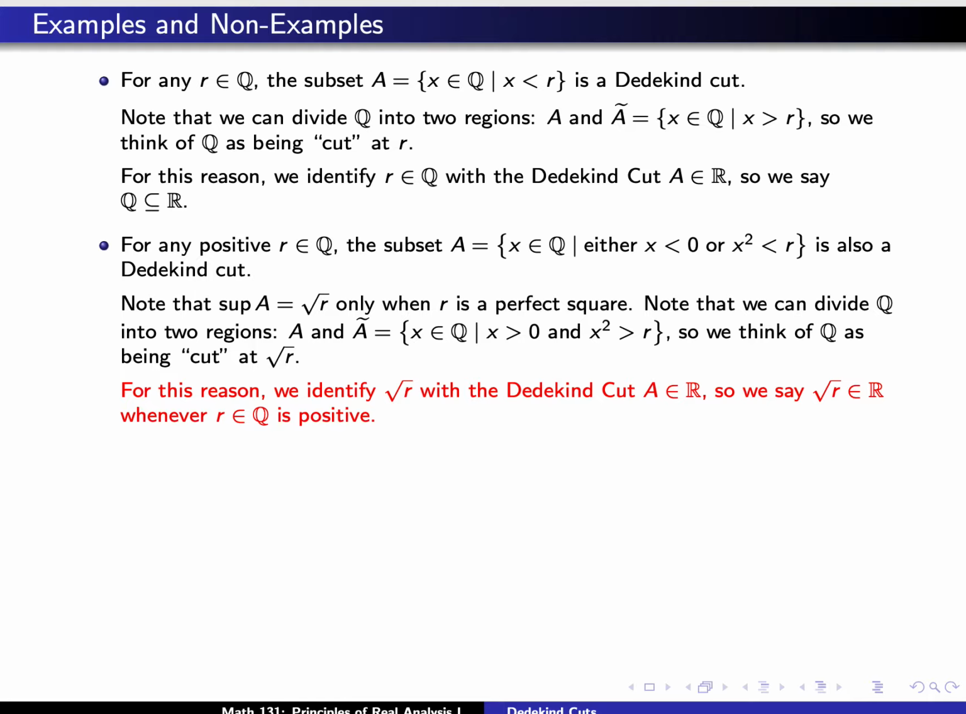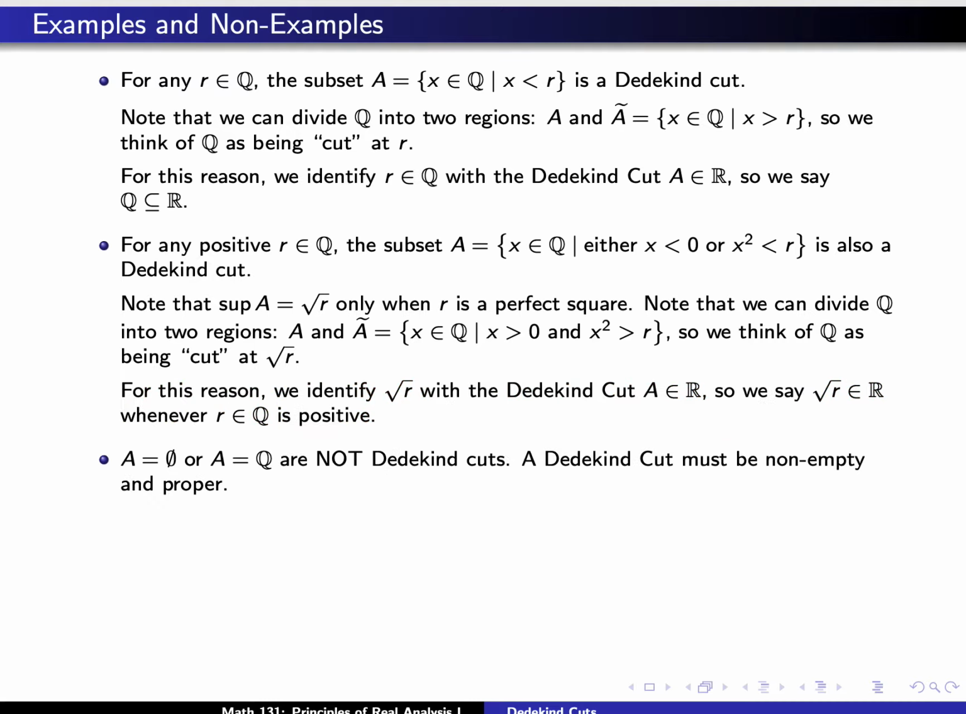Notice that intuitively the supremum of A is the square root of R, but this only exists when R itself is a perfect square. So here we'll identify the square root of R with this Dedekind cut A. And here the square root of R does exist as a real number whenever R is a positive rational number.